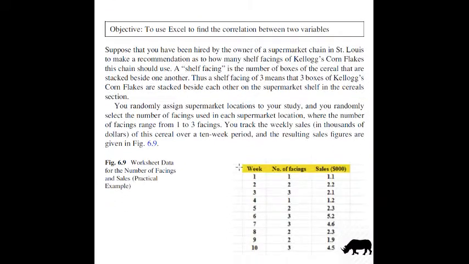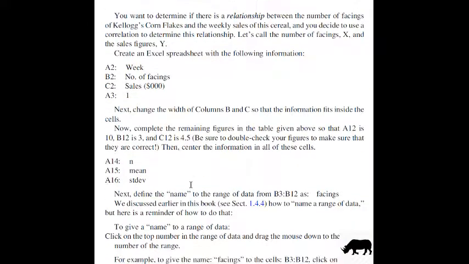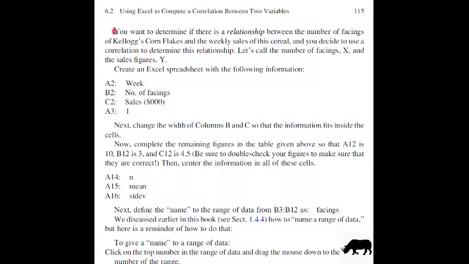You track the weekly sales in thousands of dollars of this cereal over a 10-week period, and the resulting sales figures are given below. You want to determine if there is a relationship between the number of facings of Kellogg's Corn Flakes and the weekly sales of this cereal.